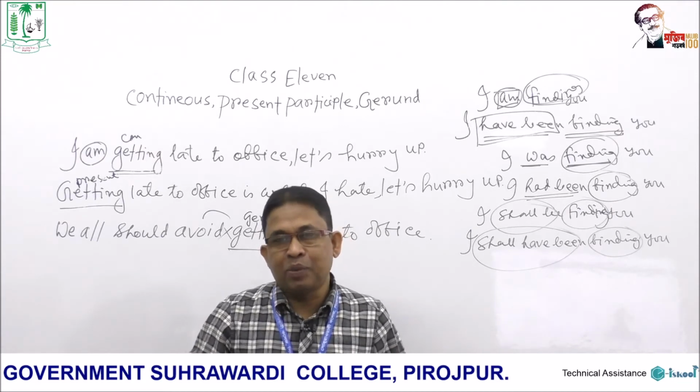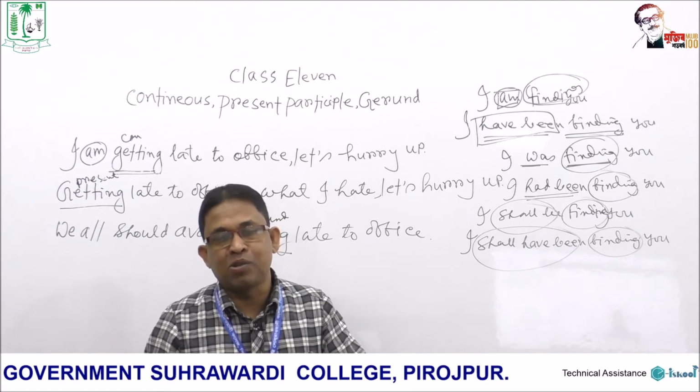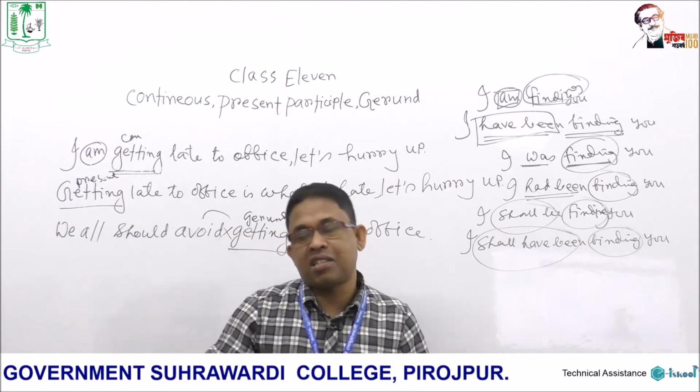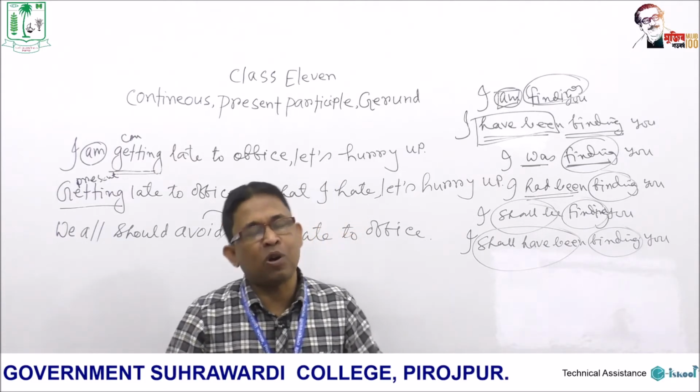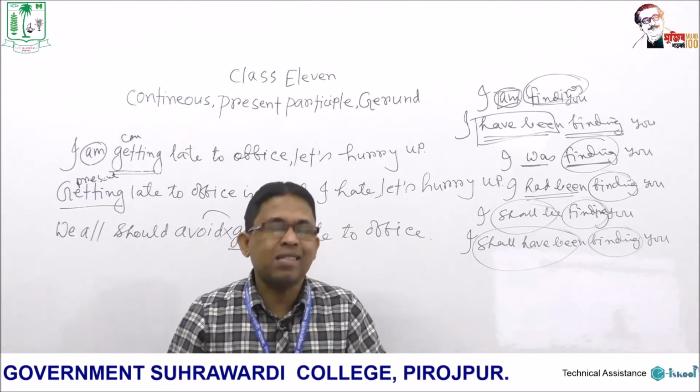So, I hope that you have no more confusion about the nature, the appearance and the function of continuous form. That is, a continuous form of verbs always takes ing, just like the present participle or the gerund.